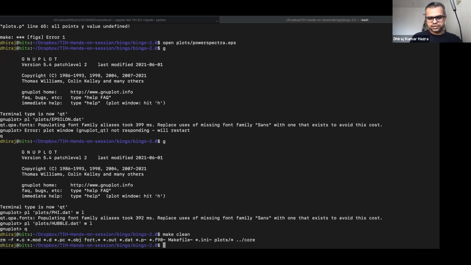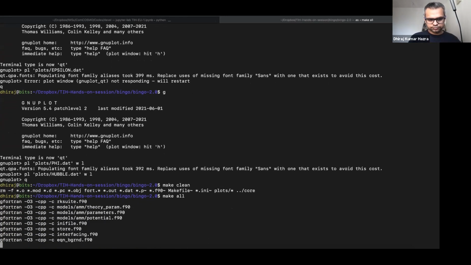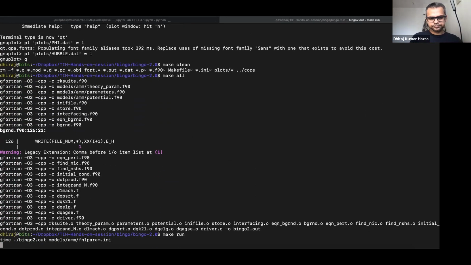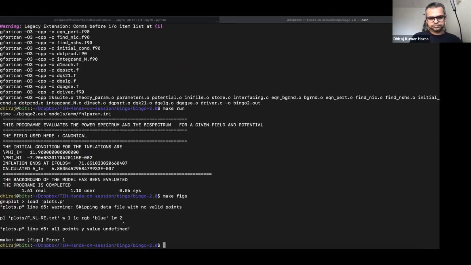I'm going to stop within a few minutes. Make all. Simply make run, make fix. See here, we are taking some more amount of time, maybe 1.61 seconds. Otherwise, it was taking like 0.7 seconds because it has oscillations. The adaptive code needs to keep the accuracy and solve it in greater detail.